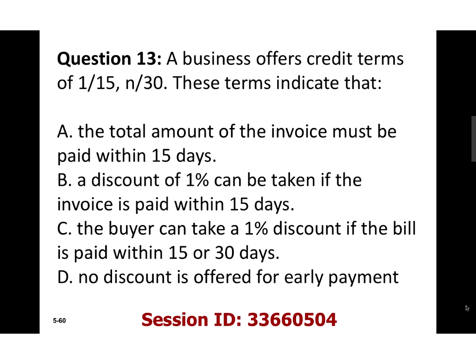Okay, so when we see credit terms of 1/15 net 30, the 1/15 part means we get a 1% discount. The customer gets a 1% discount on their invoice if they pay within 15 days. If they don't pay within 15 days, they don't get a discount, but they have to pay within 30 because the second part, the net 30, means the whole invoice is due within 30 days. So you get a 1% discount if you pay within 15 days, and then the whole thing is due in 30.